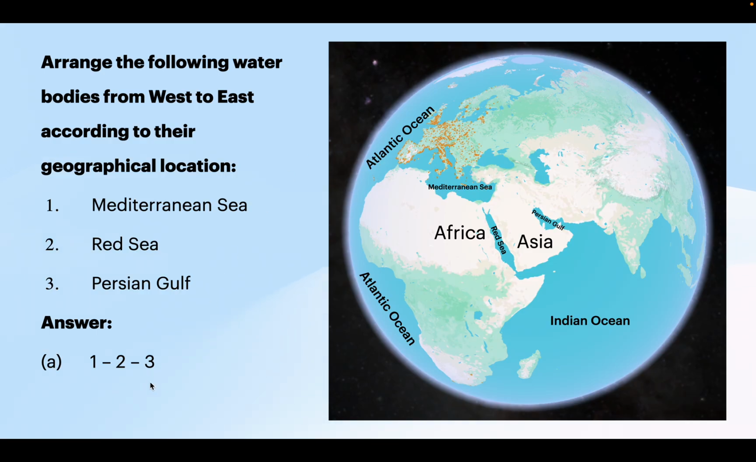So the correct answer is first, second and third. Leftmost is the Mediterranean Sea and rightmost is the Persian Gulf, and in the center the Red Sea would come. You can clearly see on the screen in the map, the westmost is the Mediterranean Sea. Followed by it, when we move towards right, we get the Red Sea, and at last we get the Persian Gulf. So this was the answer.